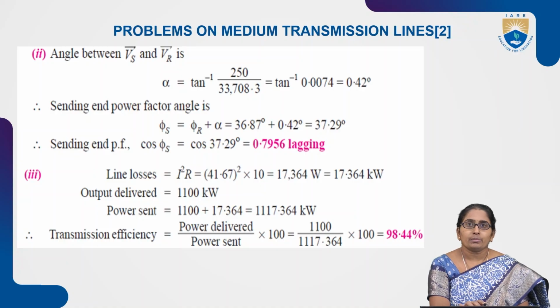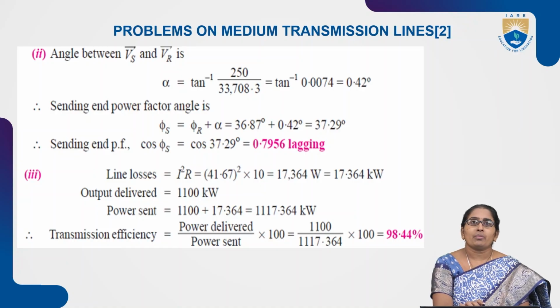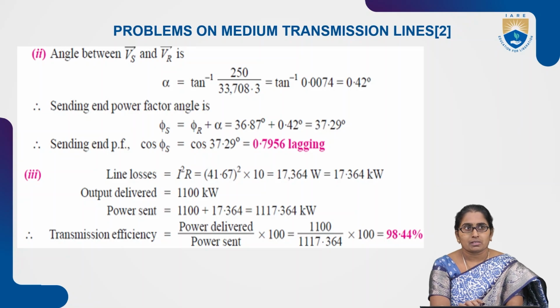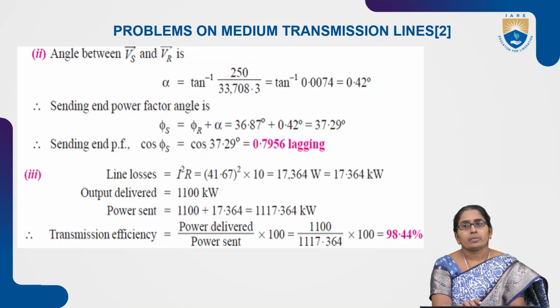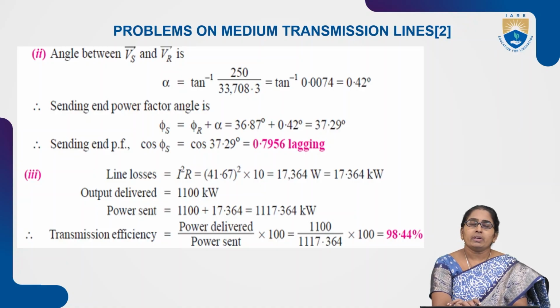Now, what is phi s? From the vector diagram, phi r plus alpha. So 36.8 plus 0.42, so this is 37 point something degrees. So the sending end power factor, that means cos phi s, is calculated as 0.79 lagging.